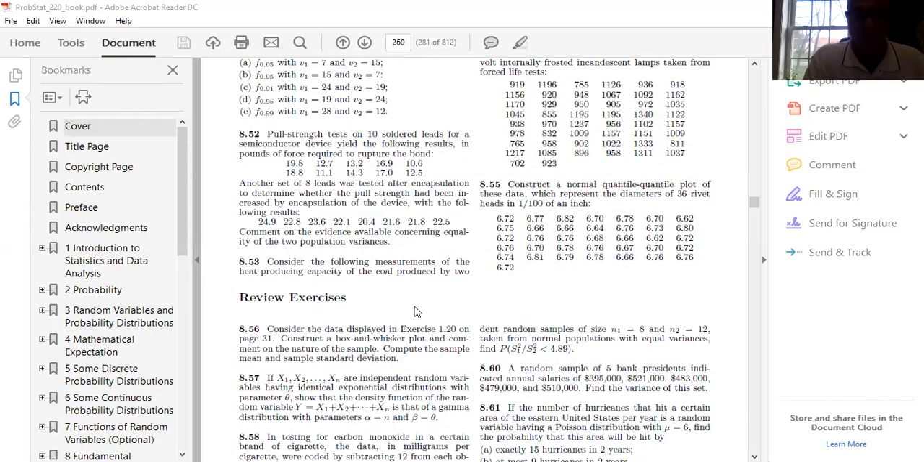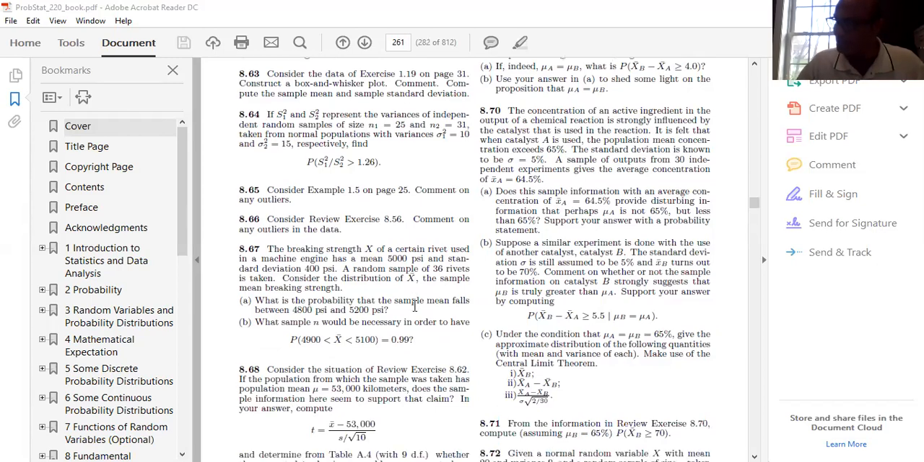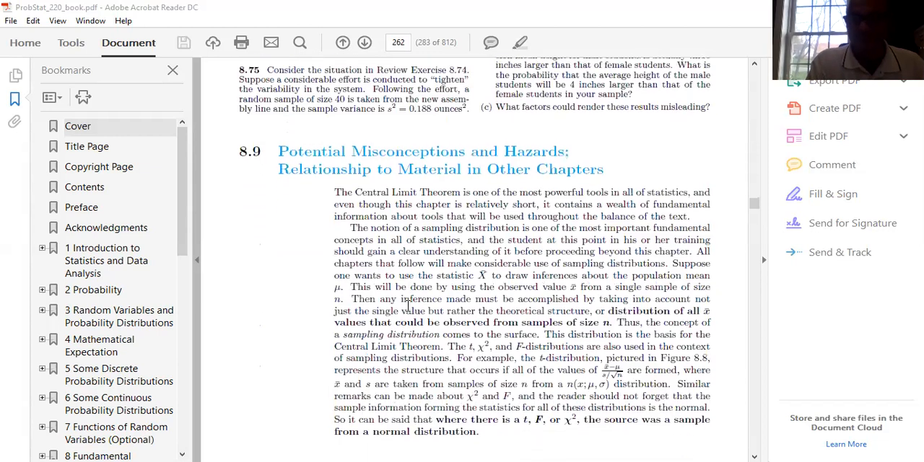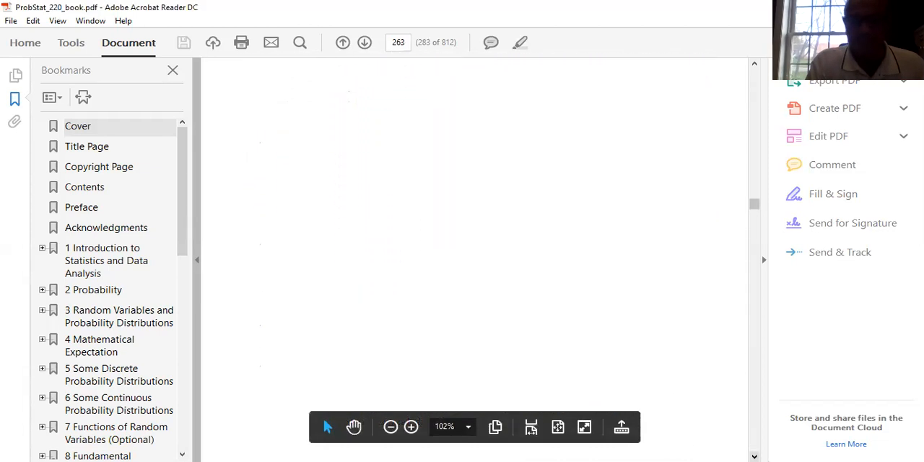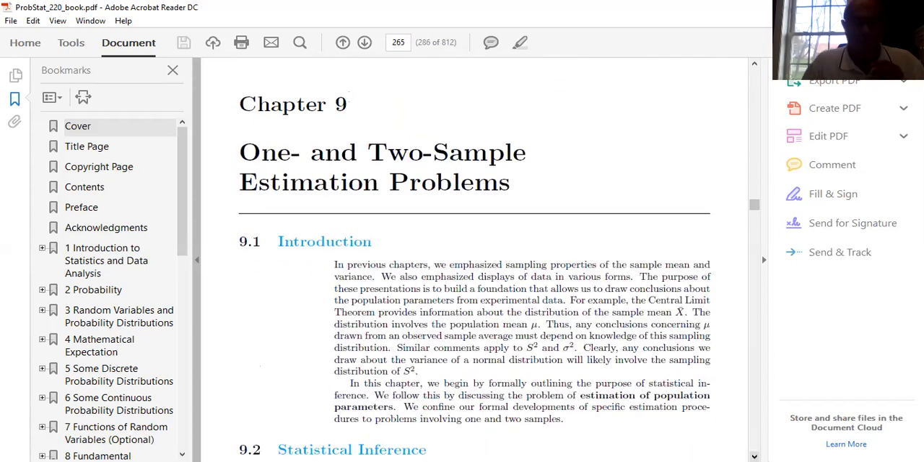We are almost at the end and today we are going to start the new chapter, chapter number 9. Chapter number 9 is the 1 and 2 sample estimation problems. So let me just open the chapter and then I will let you know what exactly we are going to learn in this chapter. So, 1 and 2 sample estimation problem.